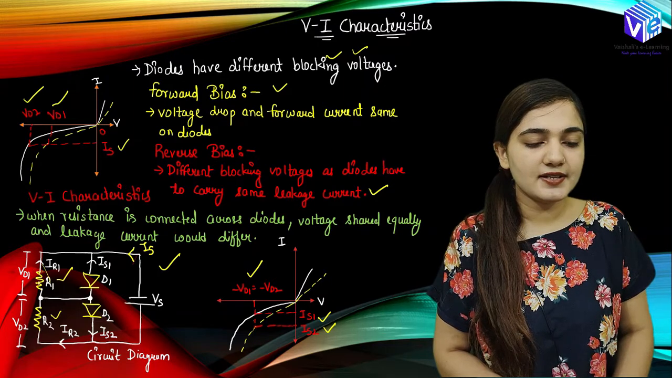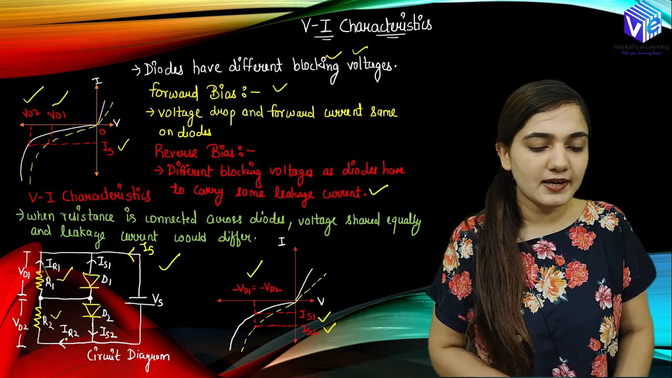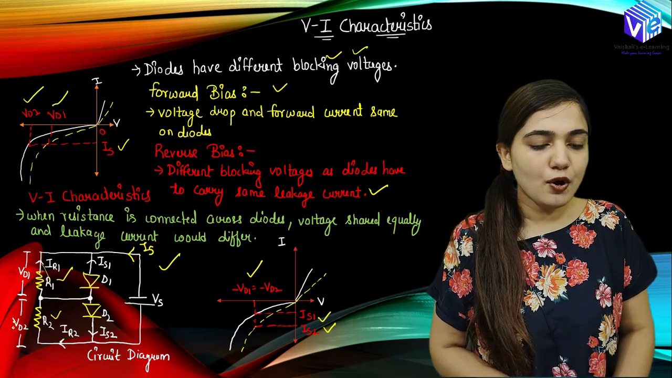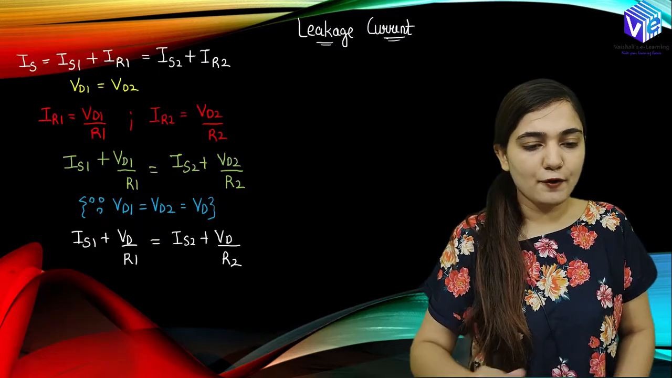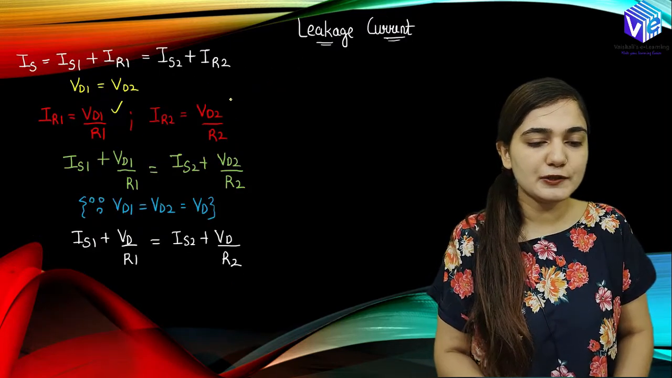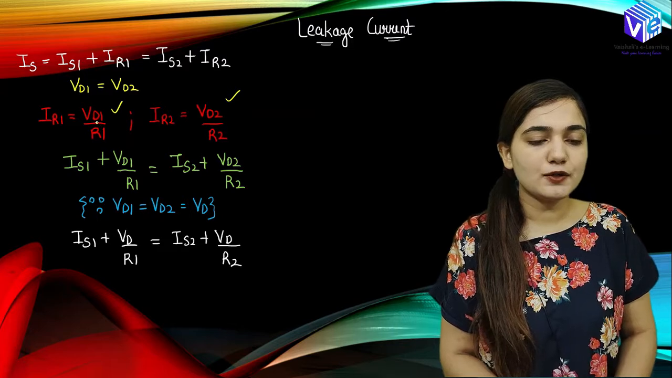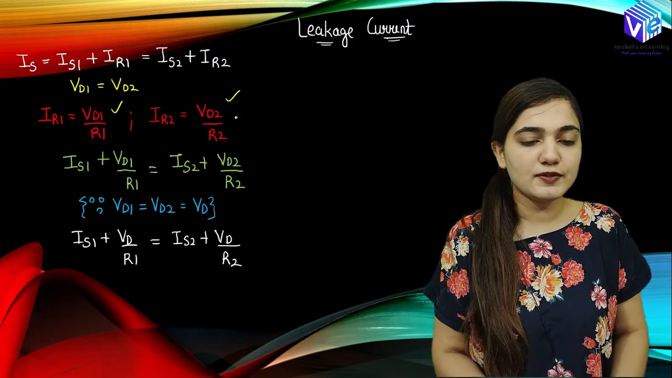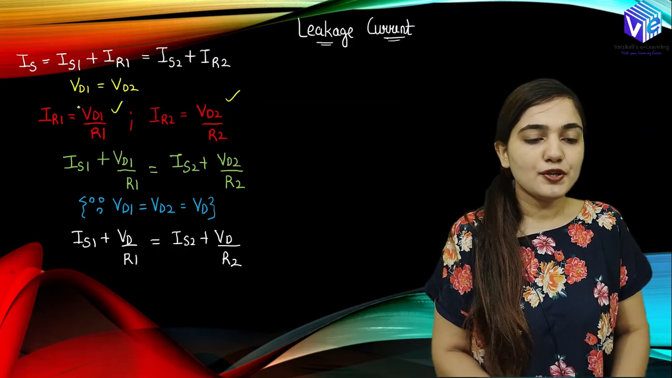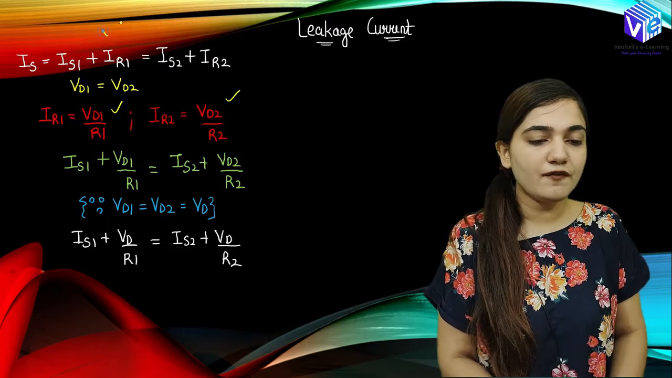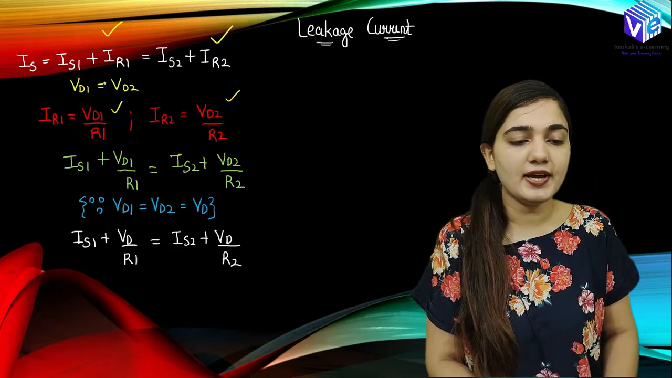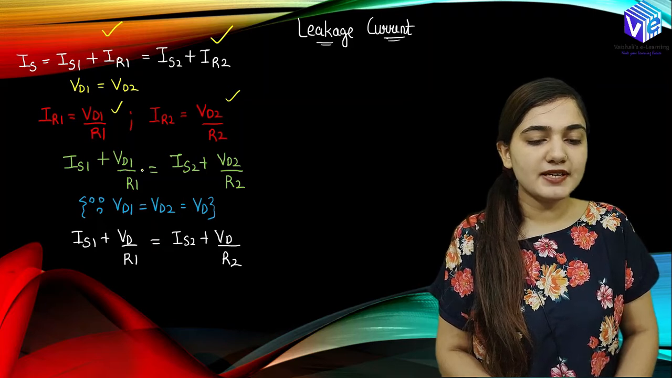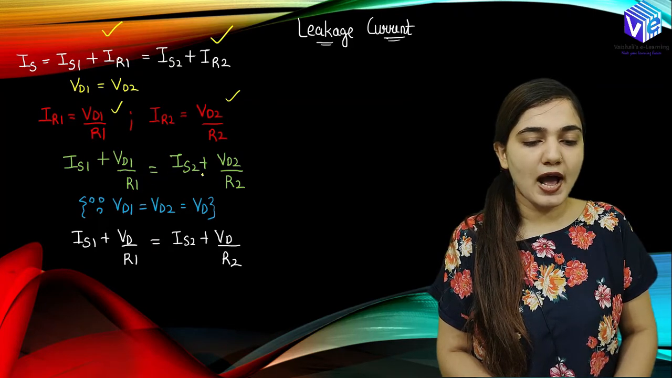So at the resistor we will have VD1 voltage, and if I divide it by R1 I will get IR1. Similarly, how do I get IR2? VD2 upon R2. I hope you understood how I wrote these two equations. IR1 is equal to VD1 upon R1, IR2 is equal to VD2 upon R2. Now replacing the values of IR1 and IR2 here, IS1 plus VD1 upon R1 will be equal to IS2 plus VD2 upon R2.